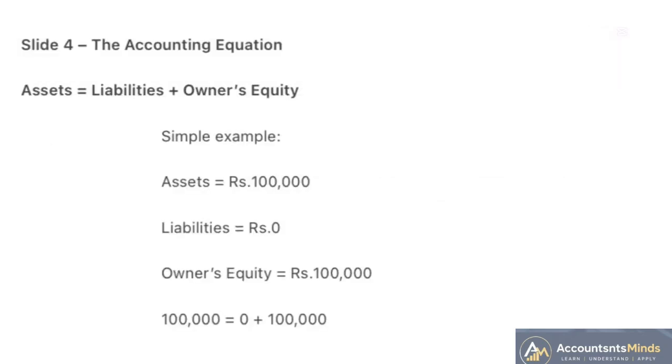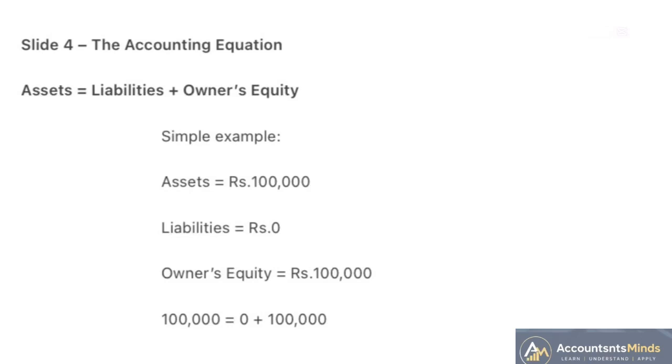But what is the accounting equation? The accounting equation is the foundation of accounting. It is assets equals liabilities plus owner's equity. Let's understand these words. Assets are things the business owns like cash, building, furniture and equipment. Liabilities are the amounts the business owes to others like bank loans, money payable to suppliers. Owner's equity is the owner's investment in the business.